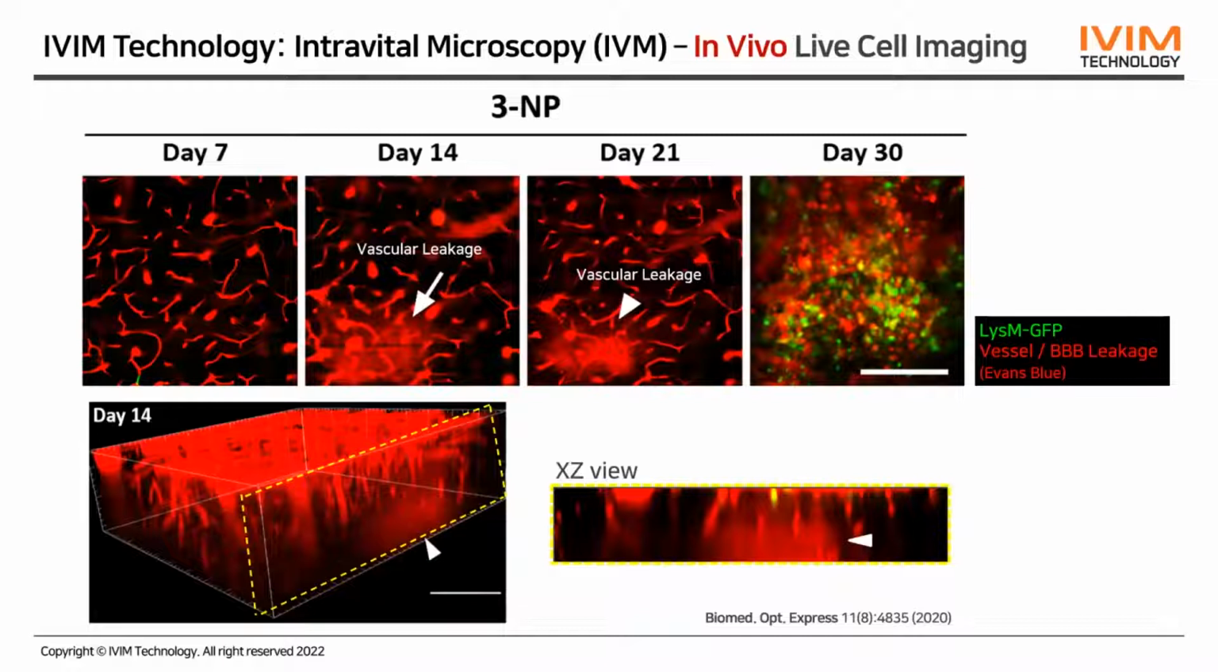Finally, longitudinal in vivo imaging of a cranial imaging window implanted model can be a useful approach to investigate the underlying cellular mechanism of BBB dysfunction and neuroinflammation in neurodegenerative disease in vivo.